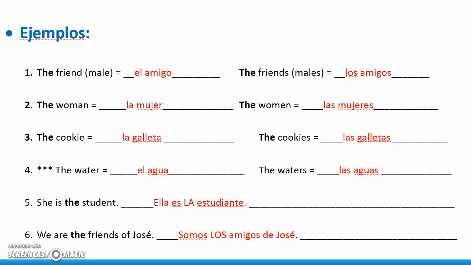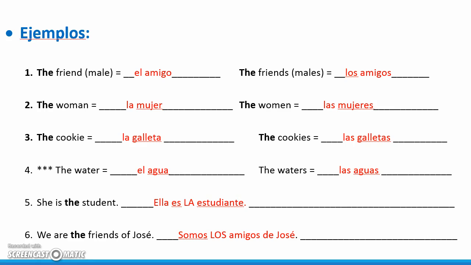Igualmente, para decir the woman, digo la mujer. La palabra the es la en español. So now I can also change it to la because I'm talking about something feminine. Same as the plural, las mujeres.